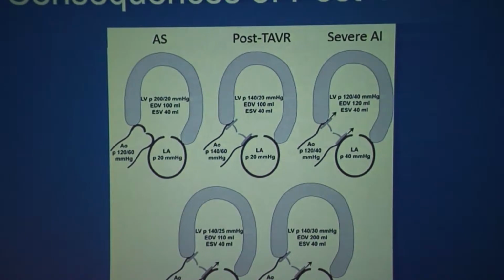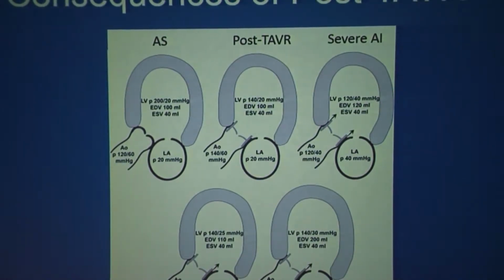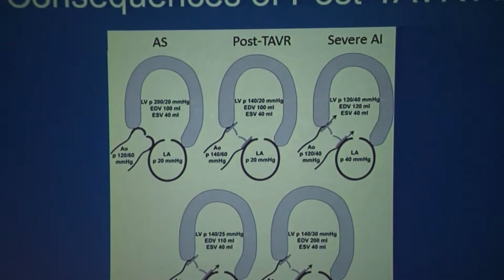Here, you see the left ventricular pressures will often exceed 200 millimeters of mercury. Now, once you put the valve in and you relieve the obstruction, you don't have that significant gradient anymore. You see in the post-TAVR image that your left ventricular systolic pressure is only 140.